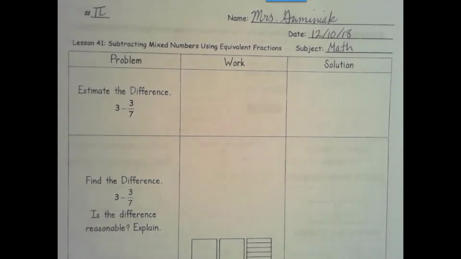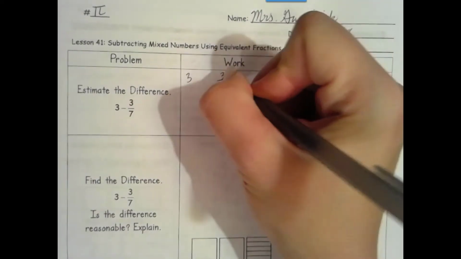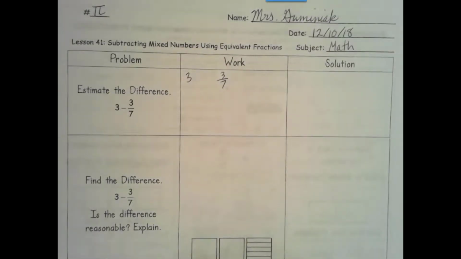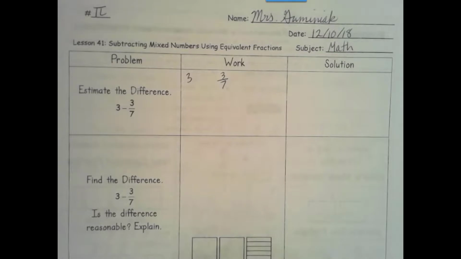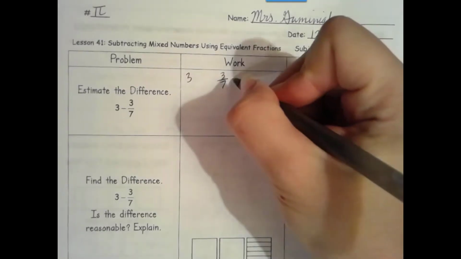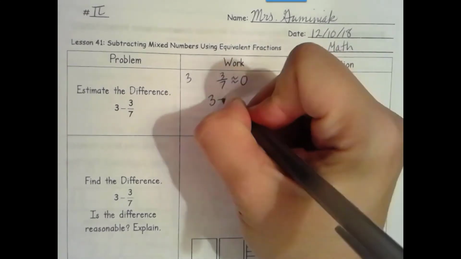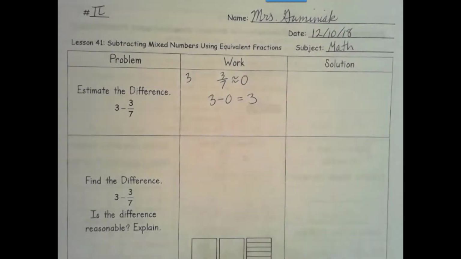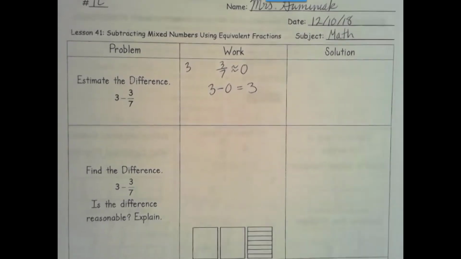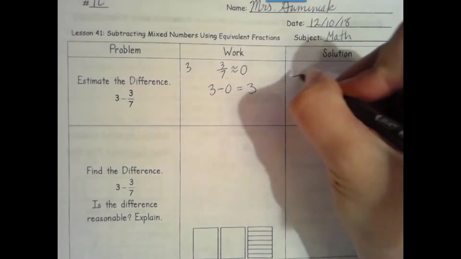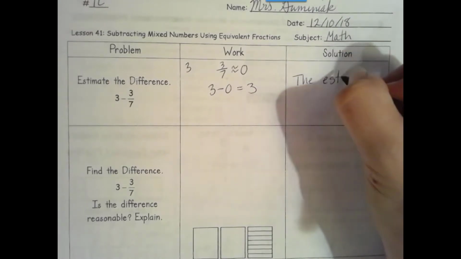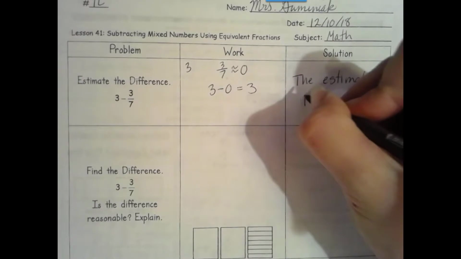Alright, so here we're estimating the difference first. We have already a whole number, so that's going to stay a 3. We just have to estimate this fraction, 3/7. Well, half of 7 is 3.5. So that is less than a half, and so it's actually closer to 0. So 3 take away 0 is 3. 3 has been a common estimation so far. The estimate is 3.